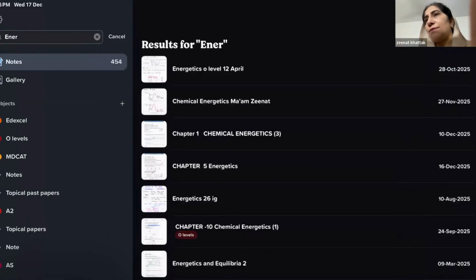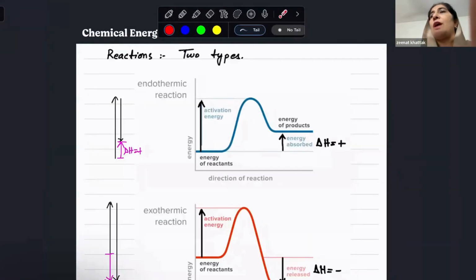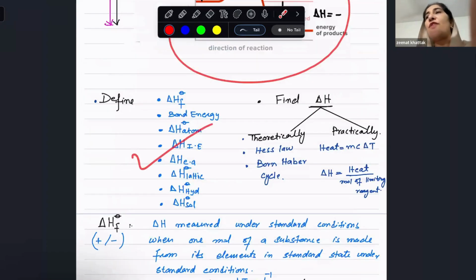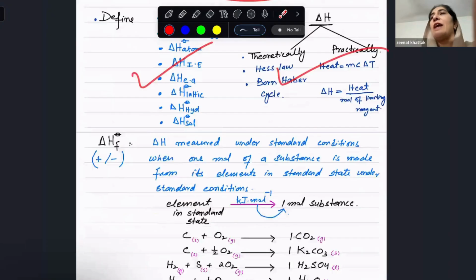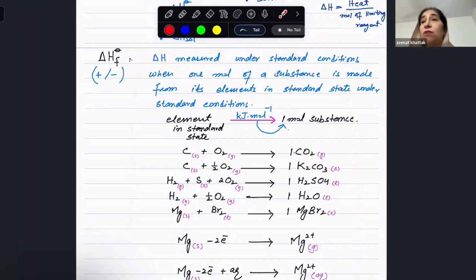I want to show you the notes. Look. There are 2 types of reaction, exothermic and endothermic, and then define and finding, and then enthalpy change of formation. I'm not going to waste time explaining this. You know this. You can rewind, you can watch it again and again, and you can watch this at any speed. It's up to you.